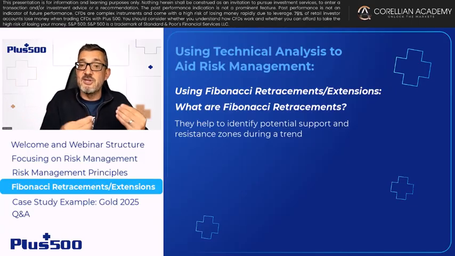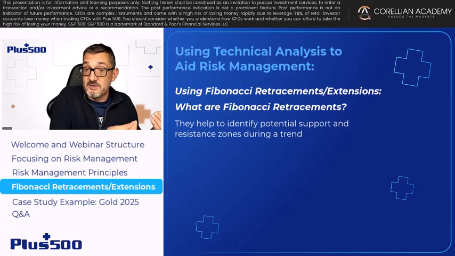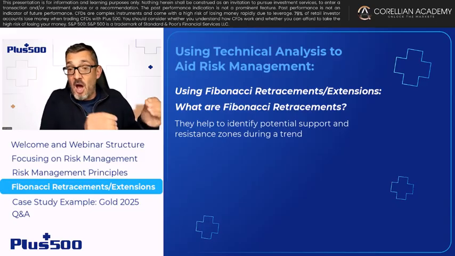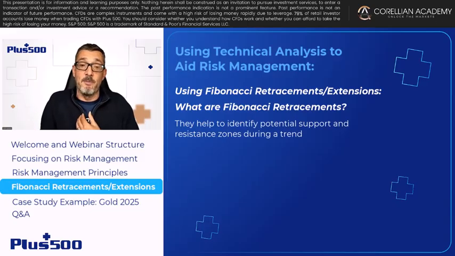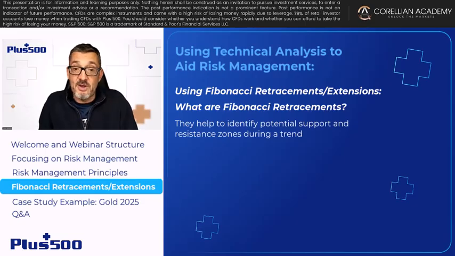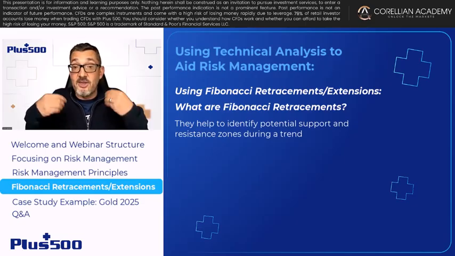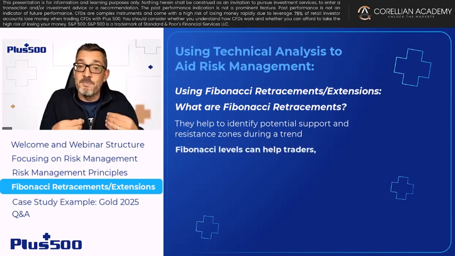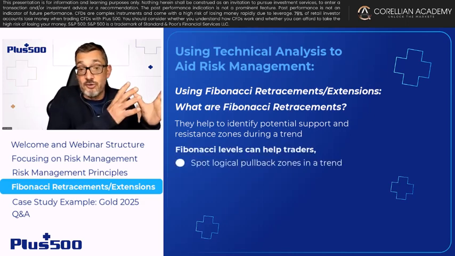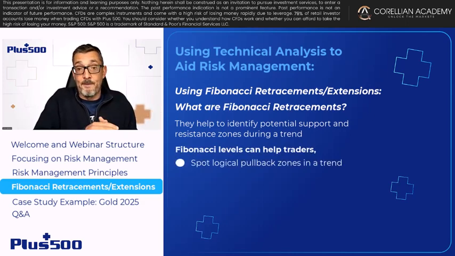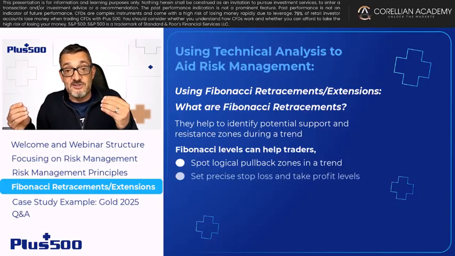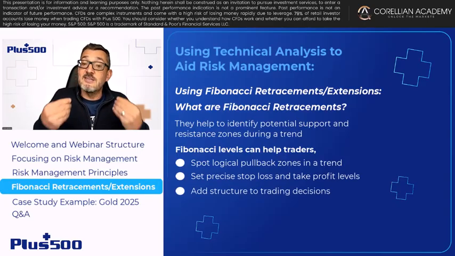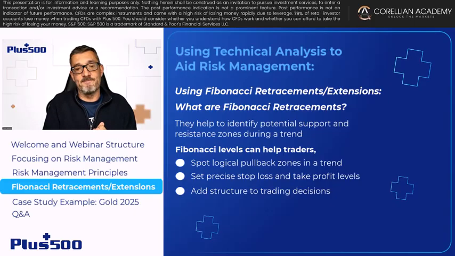These levels are based on ratios from the Fibonacci sequence, which is a mathematical pattern found throughout nature, art, architecture, and even the human body. Because financial markets are driven by human behavior and human behavior follows patterns, these Fibonacci levels can help you to spot logical pullback zones within a price trend, set more precise stop loss and take profit levels, and structure your trading decisions, especially when volatility kicks in.